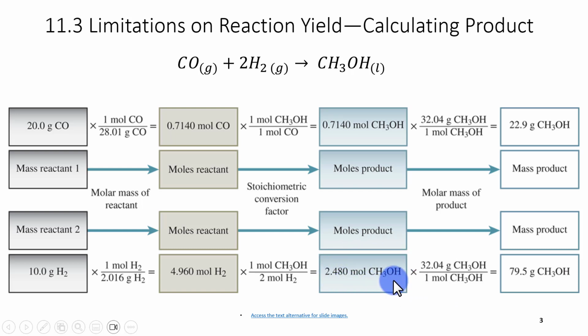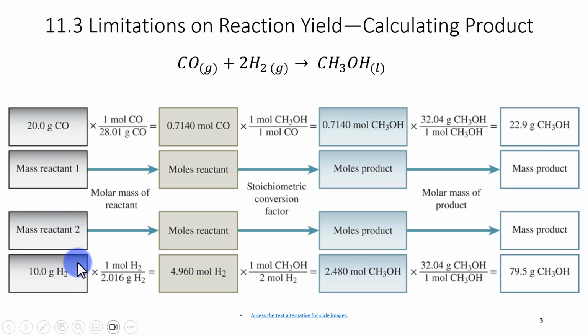Once I have moles of CH3OH, I can convert to grams of CH3OH using the molar mass of CH3OH, just like I did here, because it's the same molecule. I use the same molar mass. 2.480 times 32.04 divided by 1, I get 79.5 grams of CH3OH.